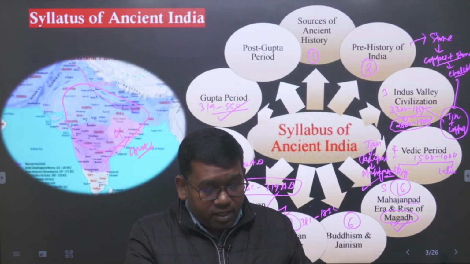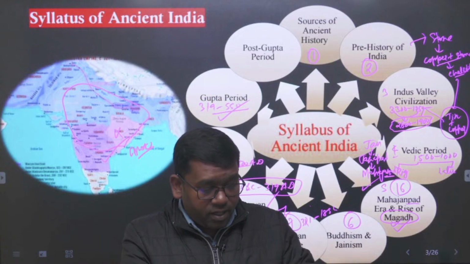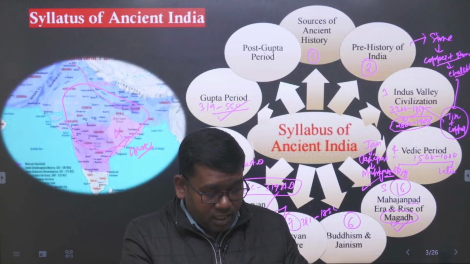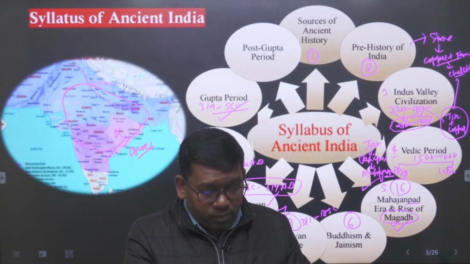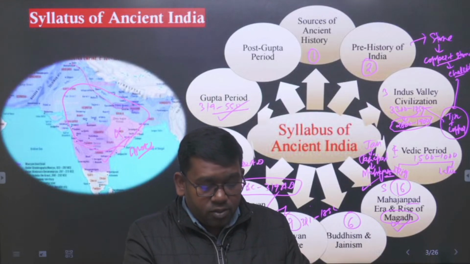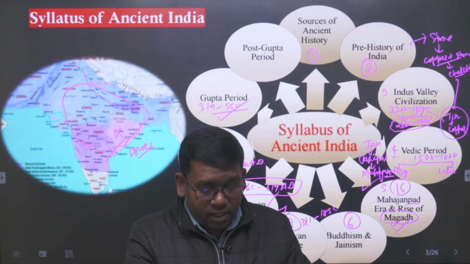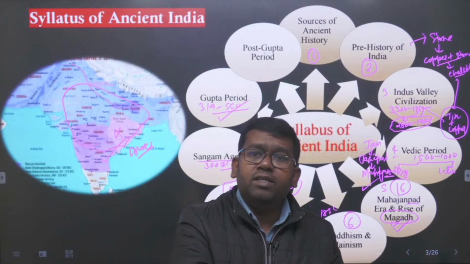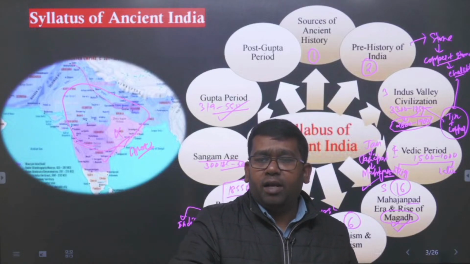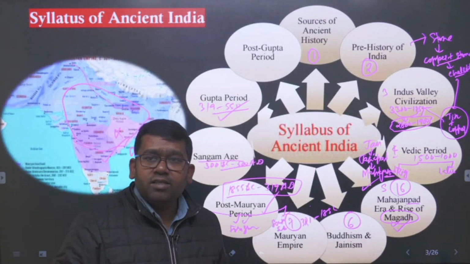So by 550, the Gupta Empire started declining, है ना. 550 के बाद the Gupta Empire started declining. So what will happen after the Gupta Empire declines? This will be followed by the post Gupta period. Okay. So what is happening in the post Gupta period? There are many states in the post Gupta period, that is around 700.